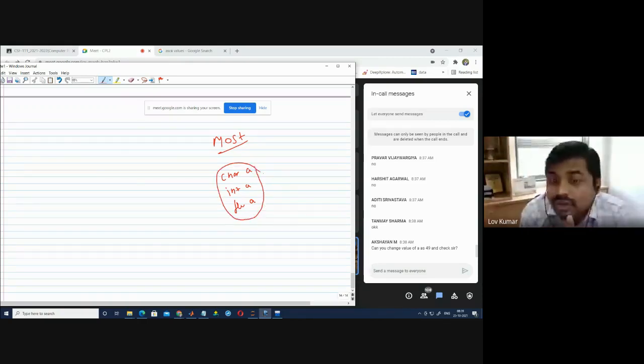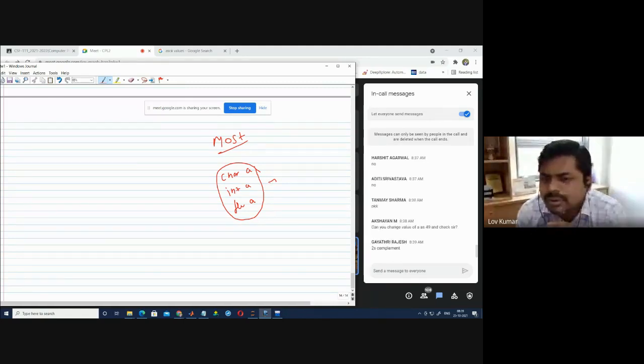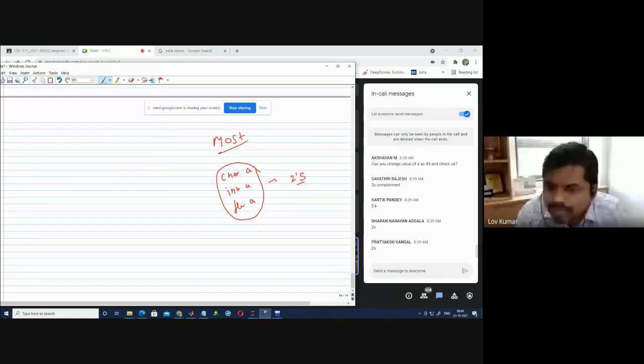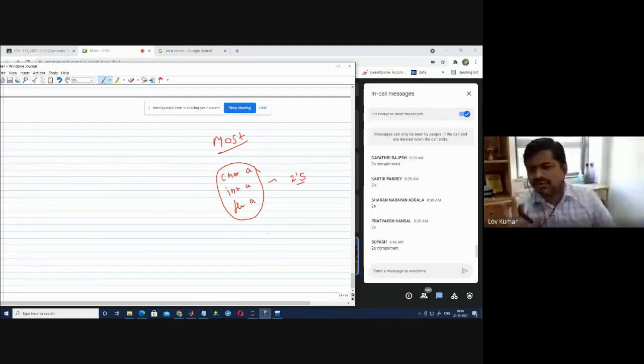In the case of signed number, what types of representation will the compiler follow? Sign magnitude or 1s complement or 2s complement? Anyone? 2s complement, okay, because nowadays we are only using 2s complement. Unsigned number, if you are writing unsigned number, means normal cases, it will not follow any types of complement. Okay, that is called the unsigned.